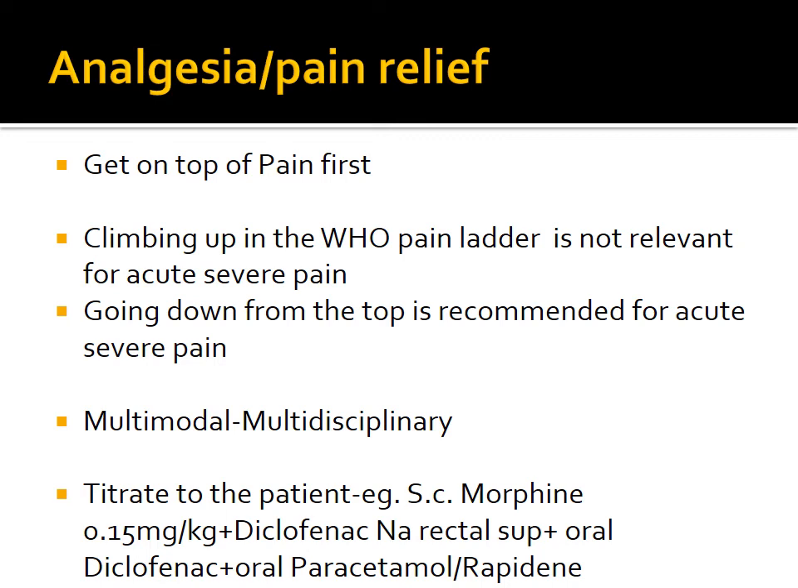So WHO pain ladder is something that you will learn when it comes to learning about pain. There's another set of lectures under pain management. So this WHO pain ladder, you can either climb up the ladder or go down. So climbing up the WHO pain ladder is not relevant for acute severe pain. So you have to start treatment from the top of the ladder. Start from the top and go down. That is what is recommended for acute severe pain. So pain management has to be multimodal and multidisciplinary. We'll discuss those things later.